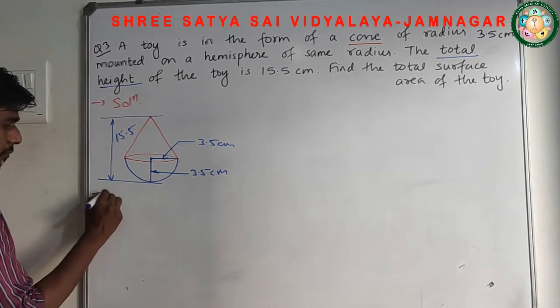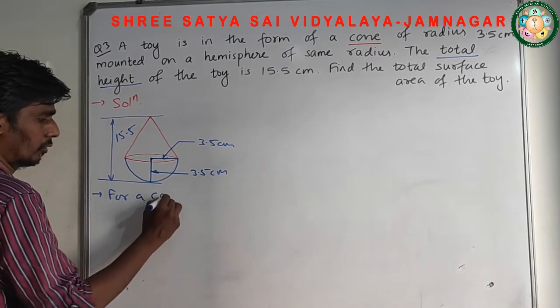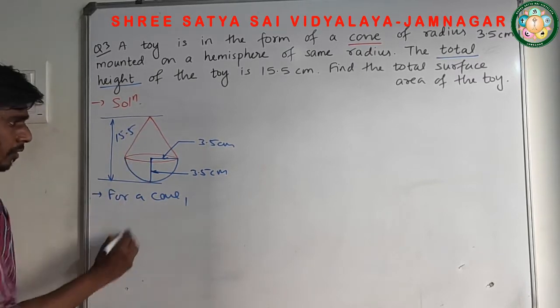So let's find out all the dimensions from the diagram. So first of all, for a cone, what is the radius?